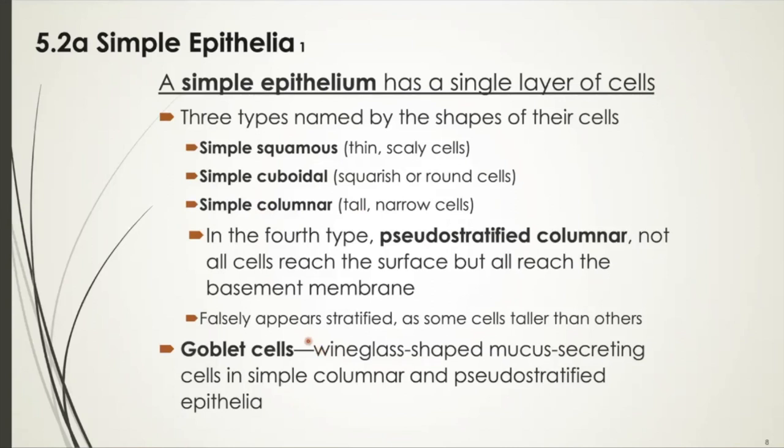Goblet cells are an additional type of cell. They look like a wine glass, hence that's why they get the name goblet cell. These are going to be mucus-secreting cells. So whenever you see a goblet cell in a simple columnar and the pseudostratified epithelial, you can know that these are going to be secreting mucus.